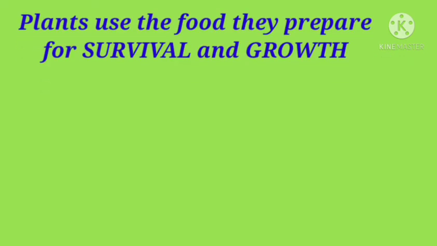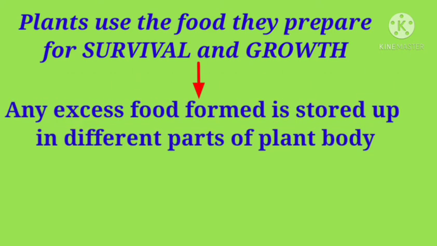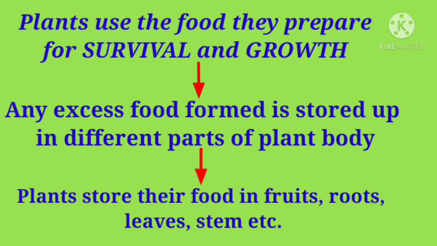Plants use the food they prepare for survival and growth. Any excess food formed is stored up in different parts of the plant body. Plants store their food in fruits, roots, leaves, stem, etc.